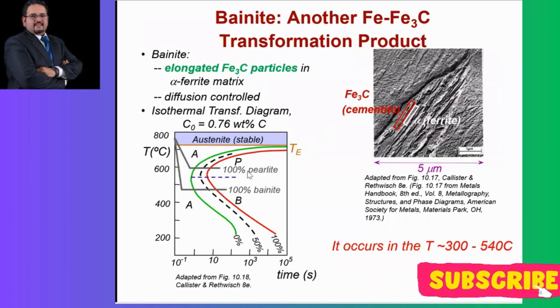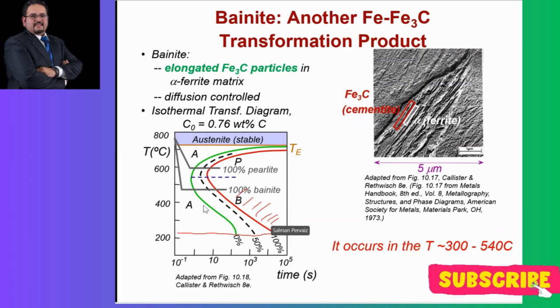If it cools to this region above 540, it's 100% pearlite. If it is below 540, for example somewhere till here, this region is going to give you the transformation of bainite.